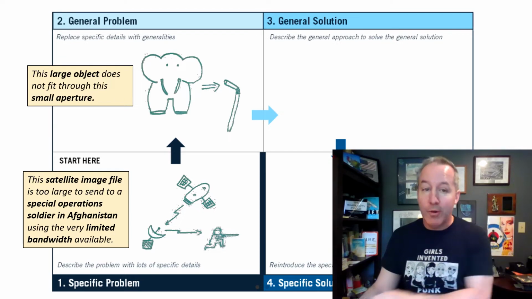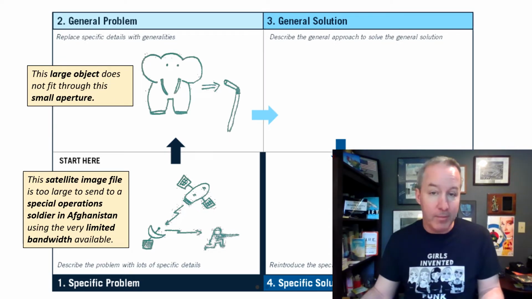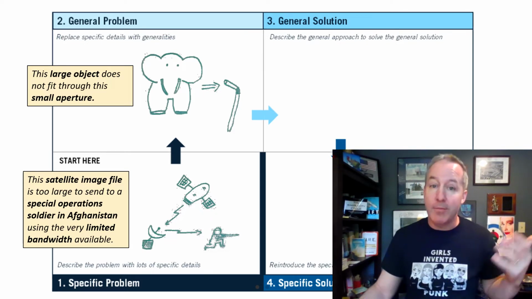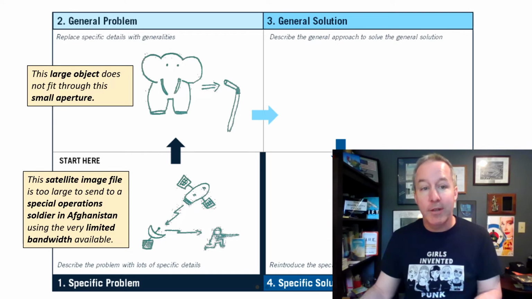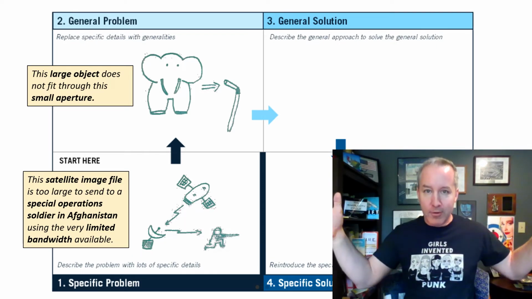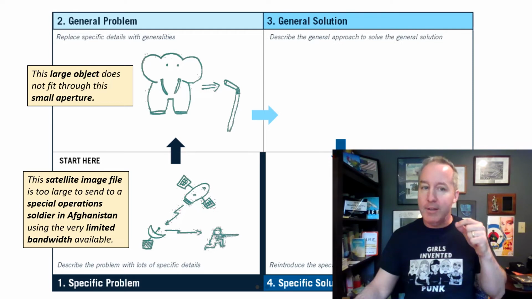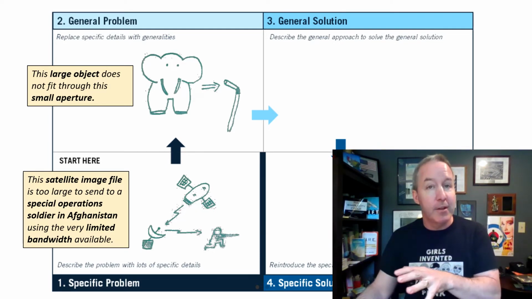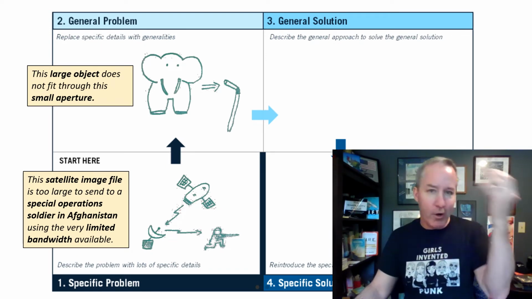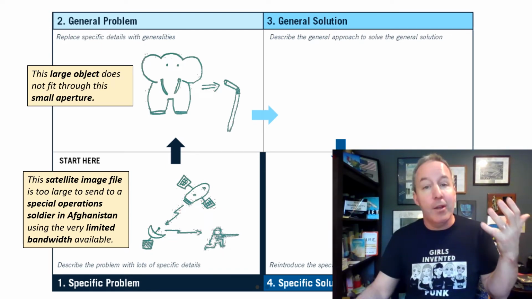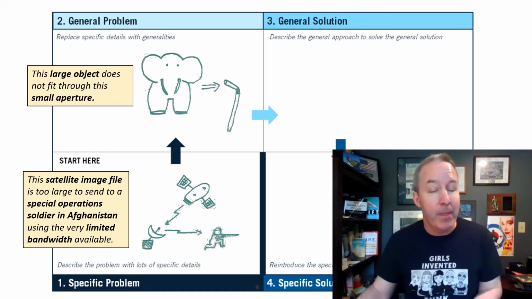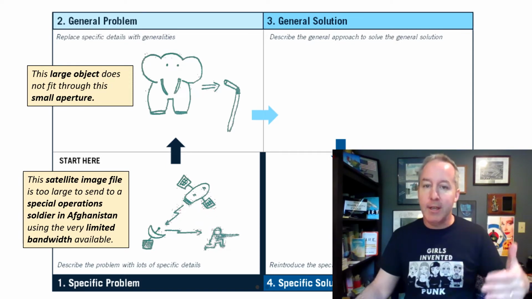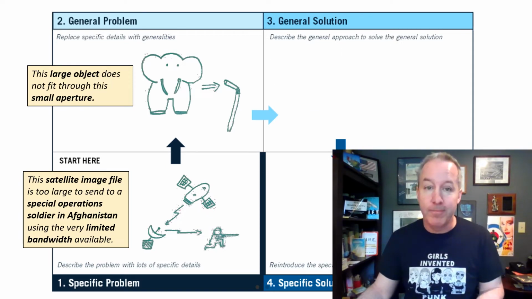Now in step 2, we strip out all the particulars from that problem statement and we replace them with generalities. So in this example, instead of talking about satellite image files and limited comm pipes, we talked about moving something big through something small. And it turns out translating a specific problem into a general problem statement often helps mentally move us into an open mode where we can imagine a wider range of possible solutions because we're not too focused on or distracted by those constraints and conventions of the specific problem.